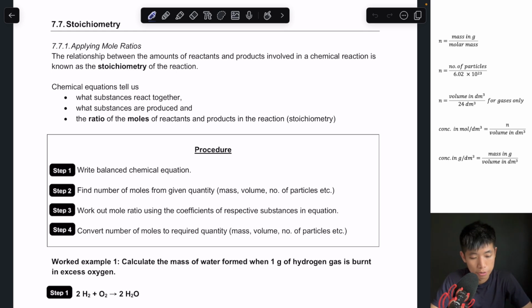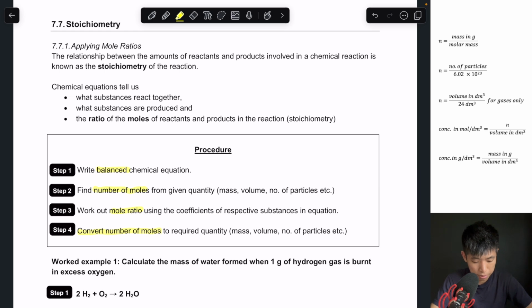Generally, when we talk about stoichiometry, there are 4 steps that you need to do when you approach a question. The first is always to have a balanced chemical equation. The keyword here is balanced, otherwise your mole ratio later will be wrong. Next is always to find the number of moles of something, based on whatever is given in the question. Then we look at the mole ratio, and then finally we convert it back to whatever quantity that we want to find.